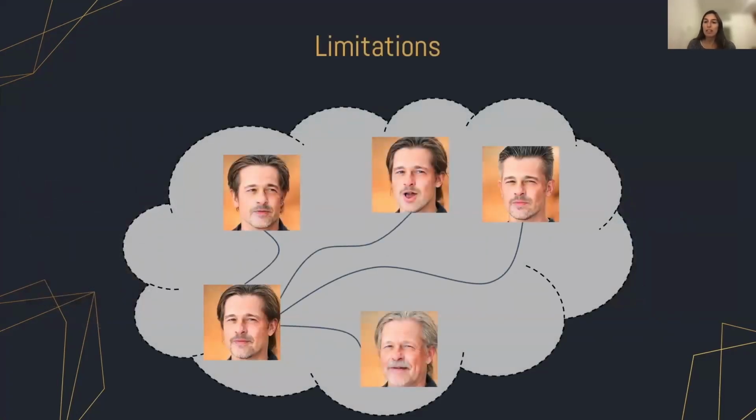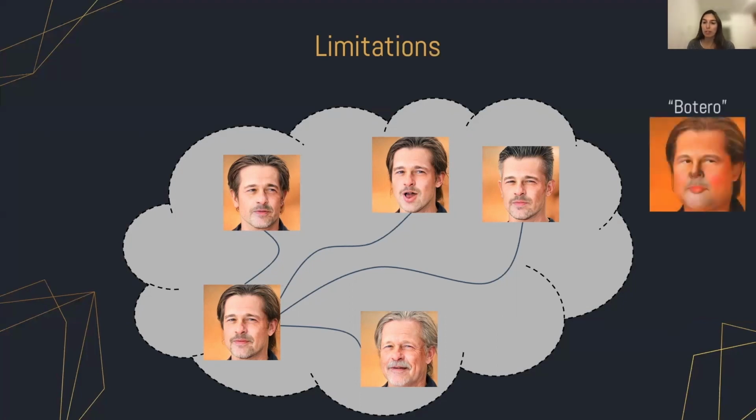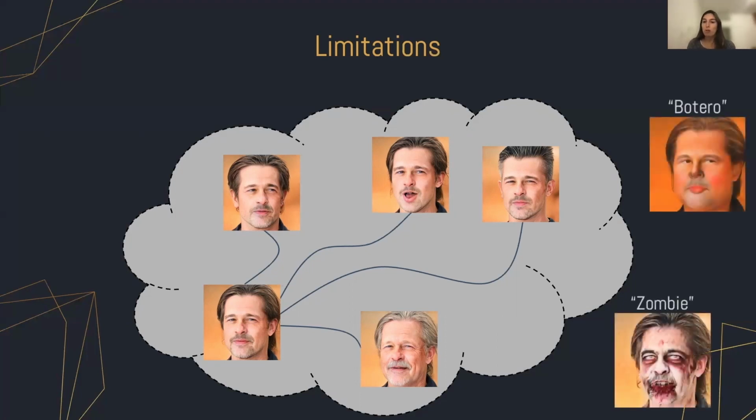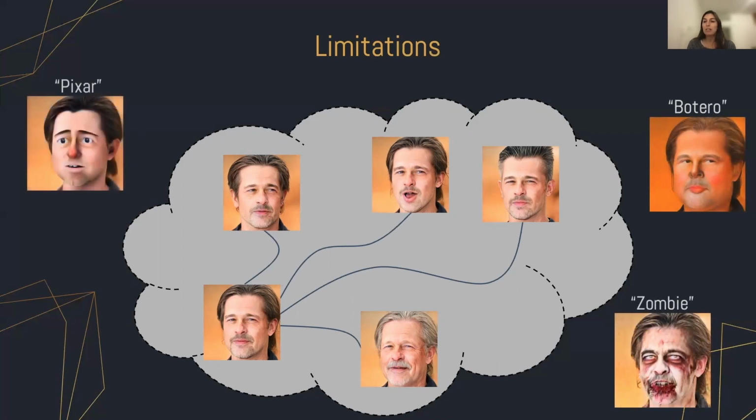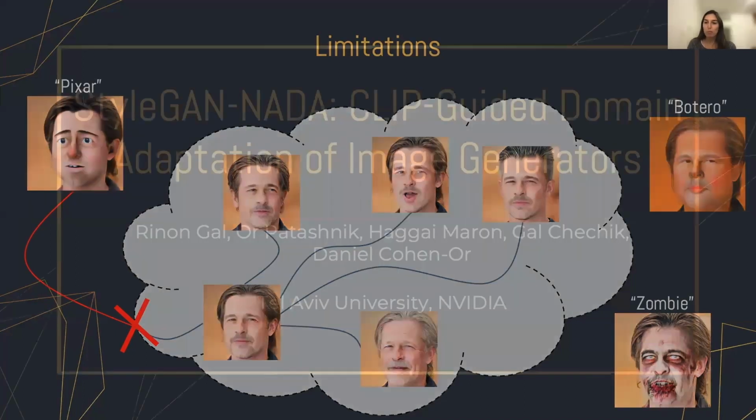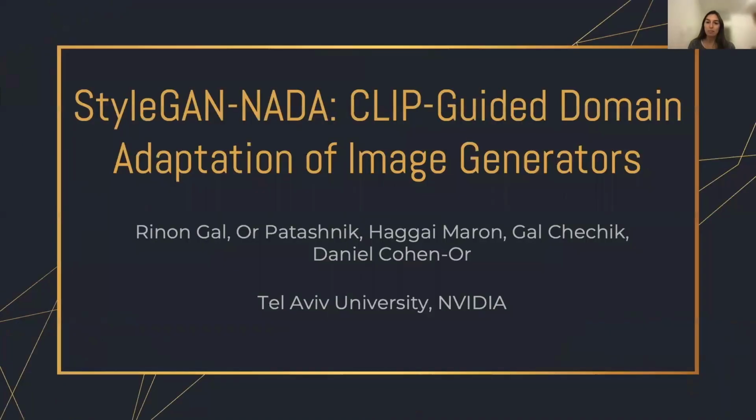Since we're editing in the latent space of StyleGAN, we're limited to images within its domain. But what if we would like to take this image of Brad Pitt and make it look like a Botero painting, or a zombie, or even a Pixar character? This is not possible using StyleCLIP because these images are outside of the domain of StyleGAN.